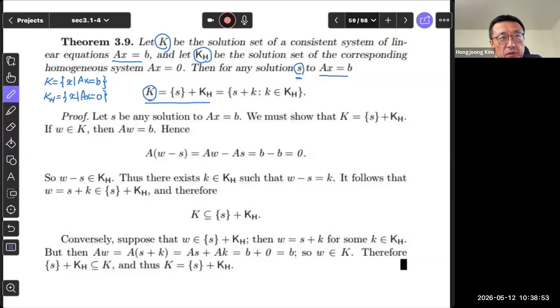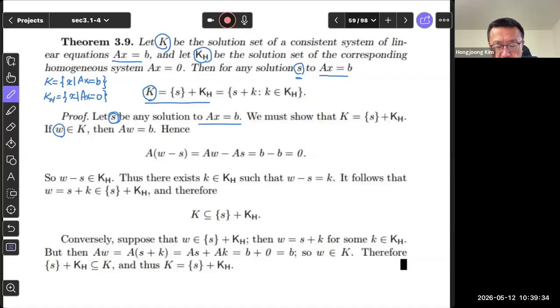So then, why is it true? Let me prove this theorem. Let me show that the left hand side is contained in the right hand side, and the right hand side is contained in the left hand side. Let me just choose any solution S for the AX equals B problem. Now let me choose any vector W from K, the left hand side.